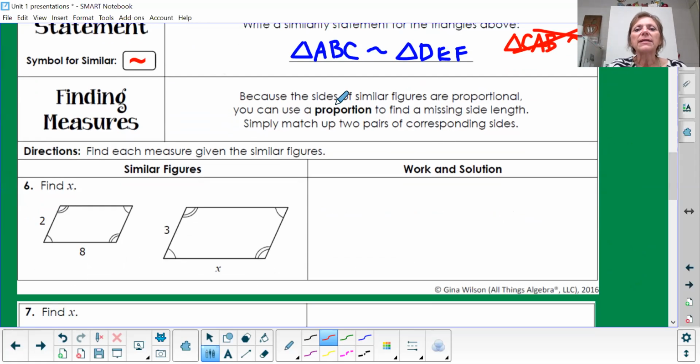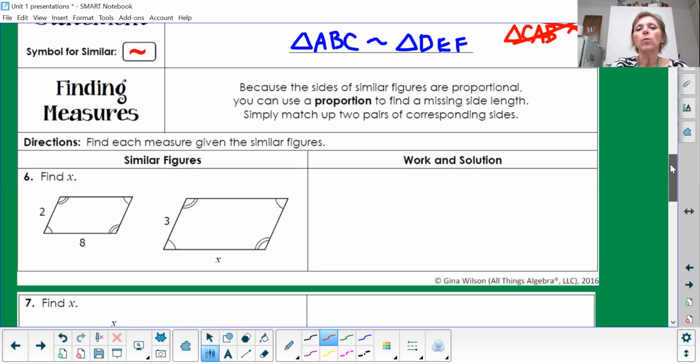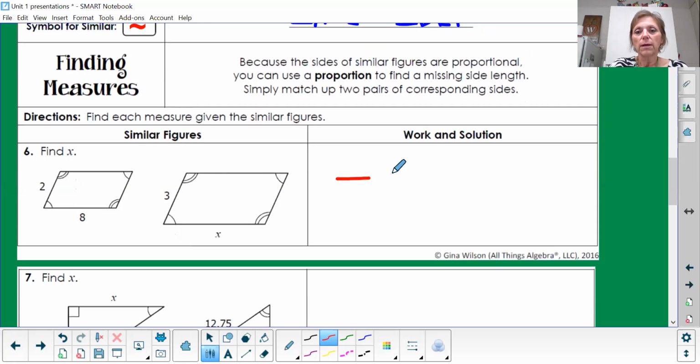Okay, because the sides of similar figures are proportional, you can use a proportion to find a missing side length. Simply match up the 2 pairs of corresponding sides. So we're going to write a proportion, and then we're going to solve.